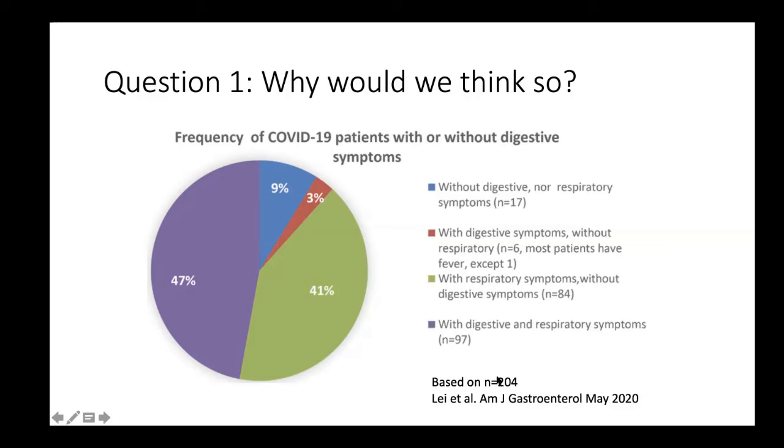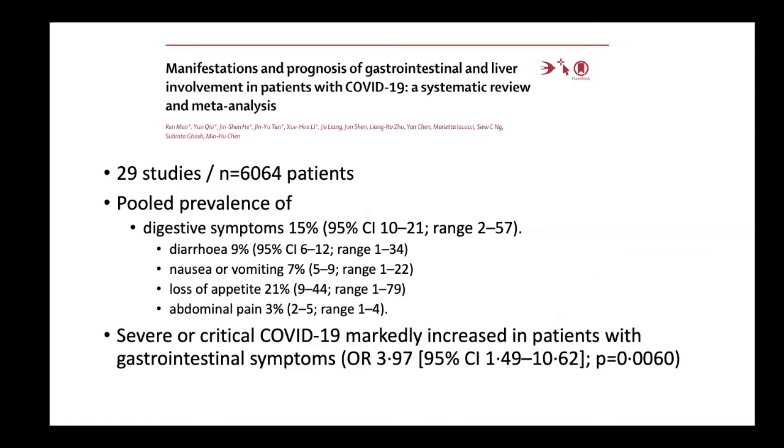This is from a not so big study, 204 patients, from the American Journal of Gastroenterology, where in this cohort at least you had quite a lot, 47%, with both digestive and respiratory symptoms, and even some patients with only symptoms from the GI tract. And this is from a systematic review and meta-analysis, which was also just out in Lancet Gastroenterology & Hepatology. It's very interesting to see that this is a field where there are so many papers out. Most of them are not peer reviewed yet, and people are already writing the meta-analyses and systematic reviews before we have even seen almost the original research.